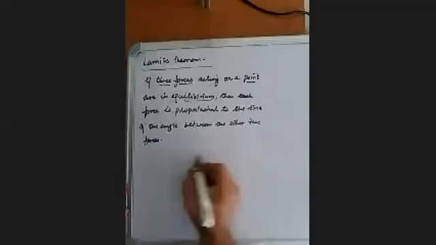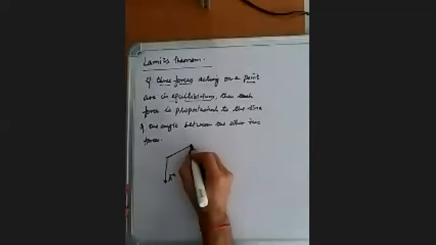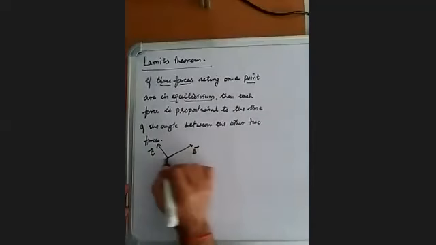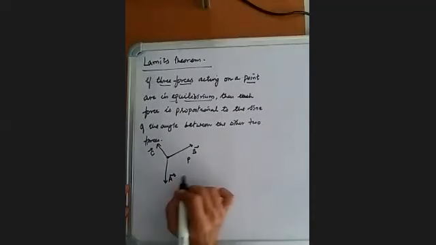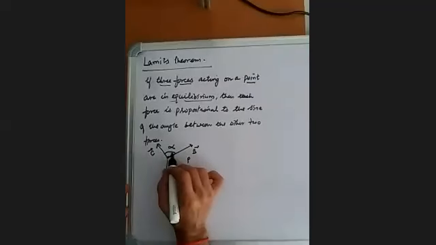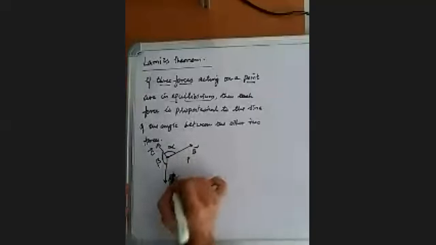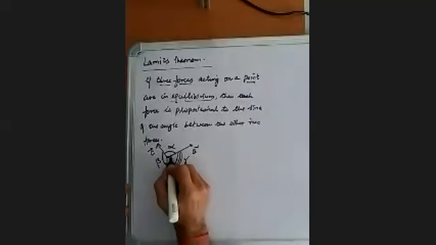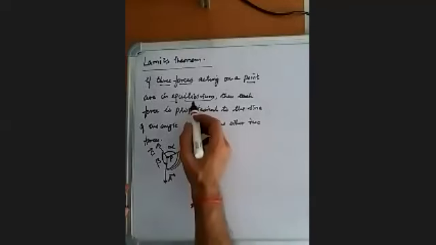Let us say these are three forces. A force A acting like this, a force B acting like this, and a force C is acting. So these are the three forces acting on a point. Say this point is O. The angle between B and C is, suppose, alpha. The angle between C and A is beta. The angle between A and B is gamma. According to this, these three forces are in equilibrium.